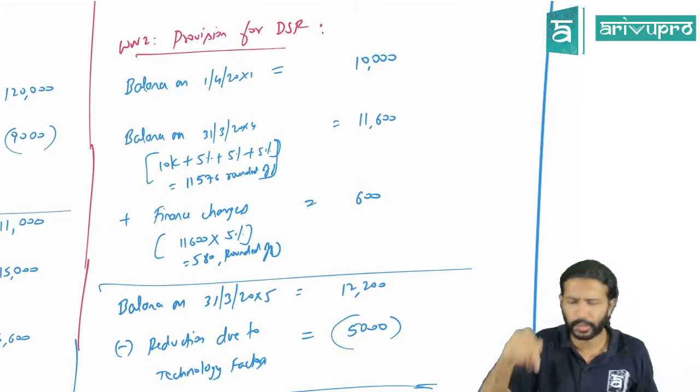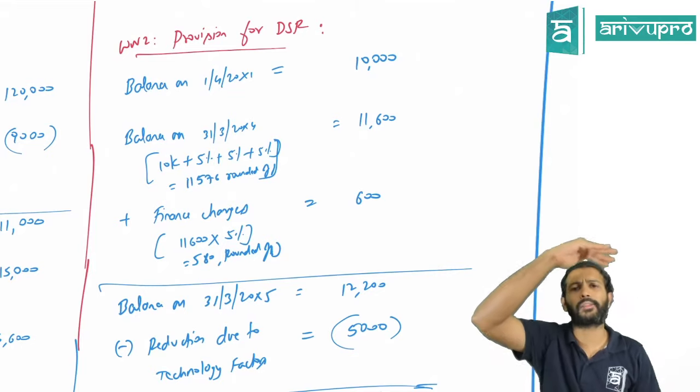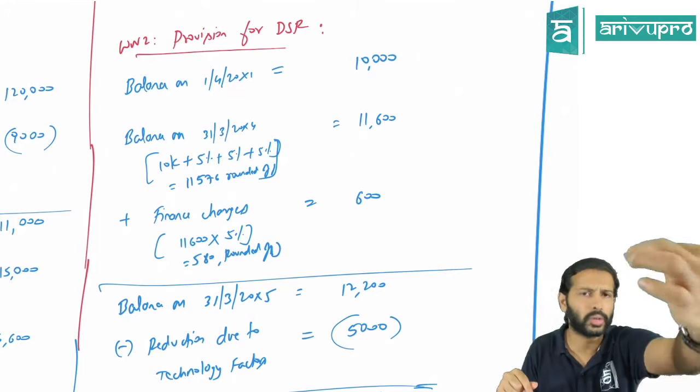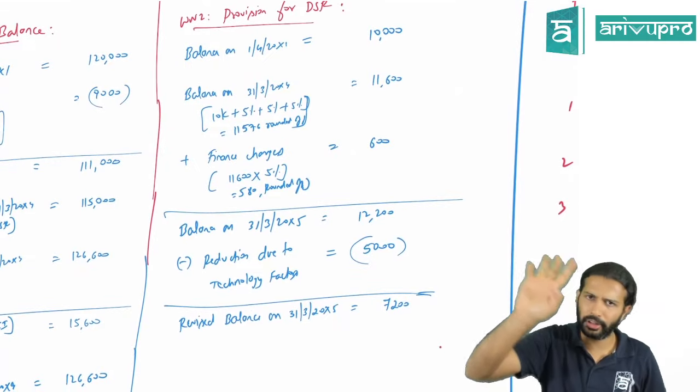So we'll also adjust from revaluation surplus only. So the journal entry will be: provision, you need to reduce, so you need to debit. Provision for DSR account debit to revaluation surplus 5,000. That is the drama in the fourth year.